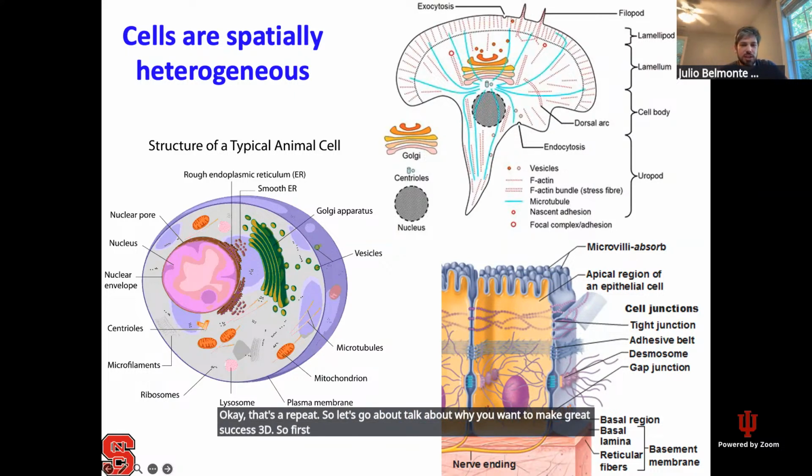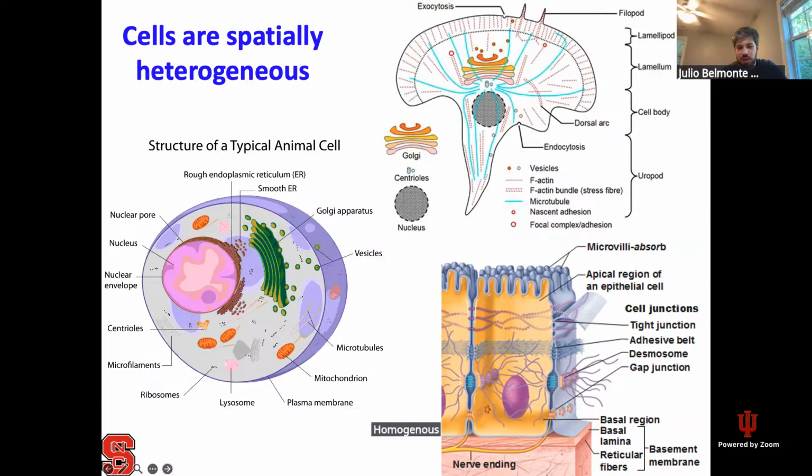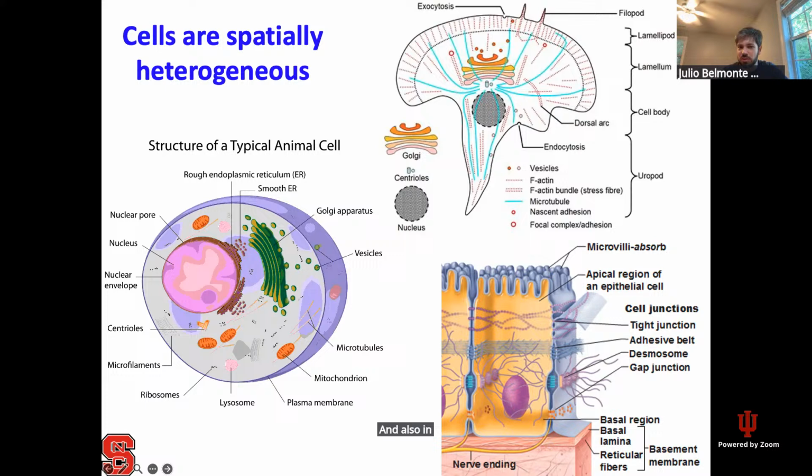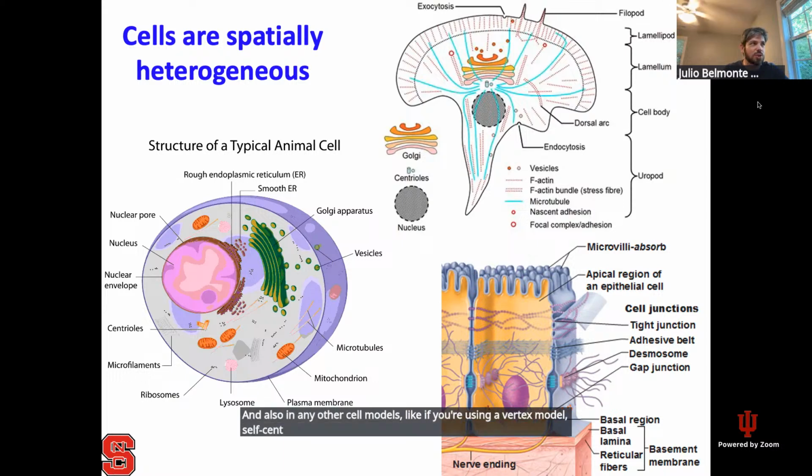So first of all, the reason is that real cells are not just a homogeneous bag of liquid that floats around, as in usually our initial cell models. The real cell is completely heterogeneous. The cells that we create in CompuCell3D, and also in any other cell models, like if you're using a vertex model, a self-centered model, or any other type of model, usually assume that the cells are completely homogeneous, right? They have no internal structures.